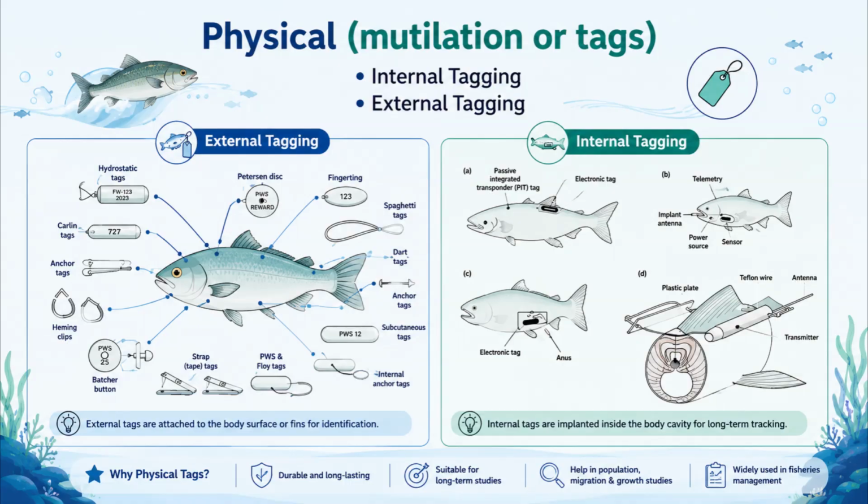These tags are easy to identify and are widely used in fisheries management, migration studies, and population estimation. Internal tagging involves placing the tag inside the fish body cavity.